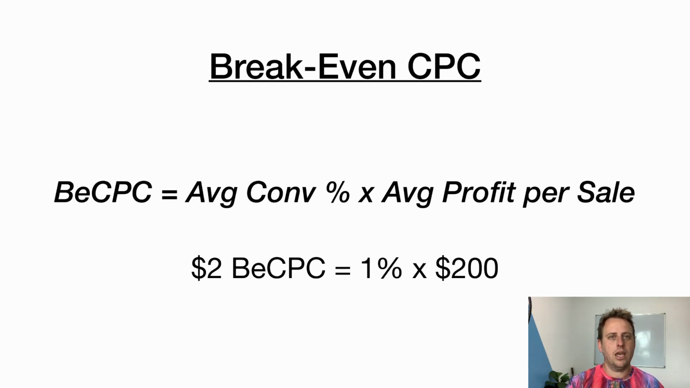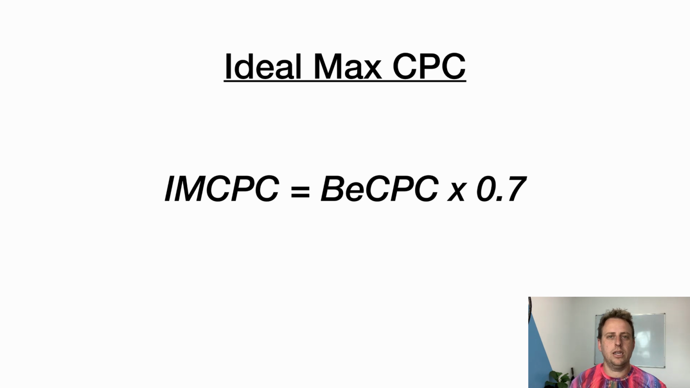So now we know our break-even CPC, right? You know now how to work out what you can bid to not lose money and not gain money. But that's not really always the goal, is it? Ideally, we want to know our ideal max cost per click to make a profit on our sale. The equation for this is ideal max CPC equals your break-even CPC times 0.7, right?